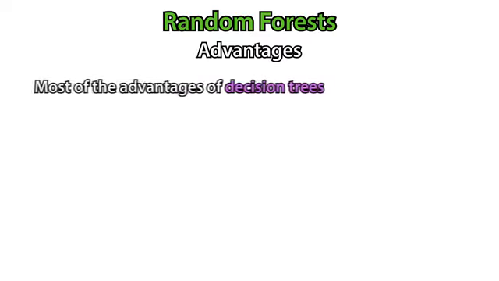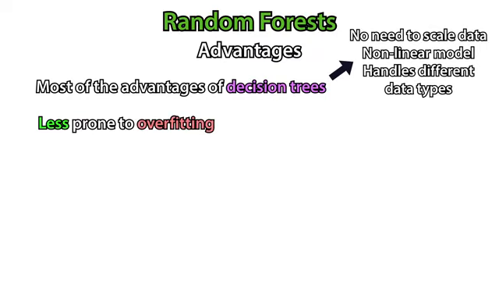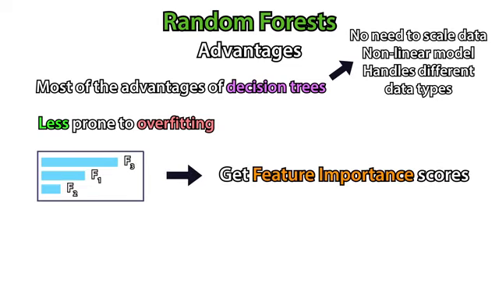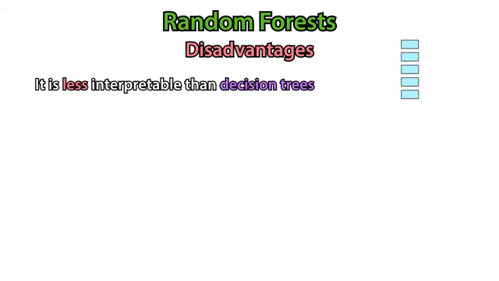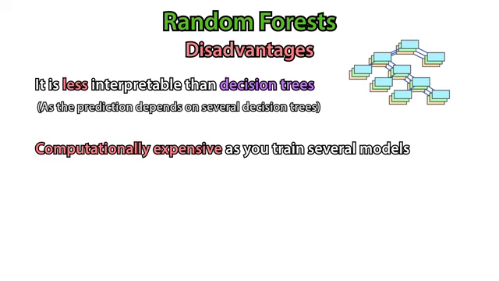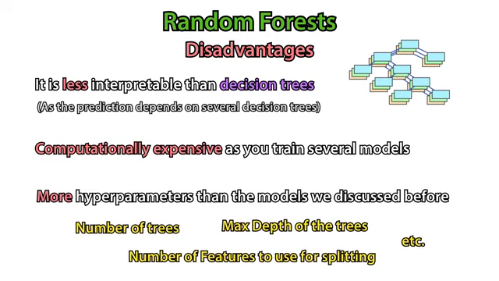Some of the main advantages of random forests include most of the advantages of decision trees. It is less prone to overfitting and generalizes better on unseen data. You can get feature importance scores for random forests, as for decision trees. Lastly, they can handle large datasets with high dimensionality. Some of the disadvantages are that it is less interpretable than decision trees. It is more computationally complex as you train several models instead of one. Finally, it contains more hyperparameters than the algorithms we discussed before.